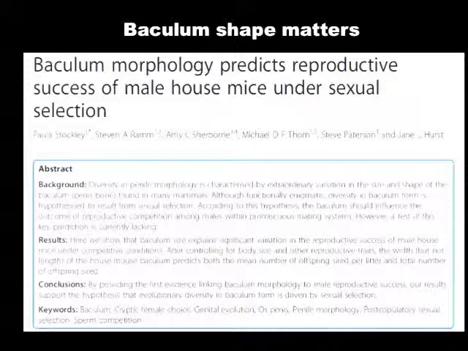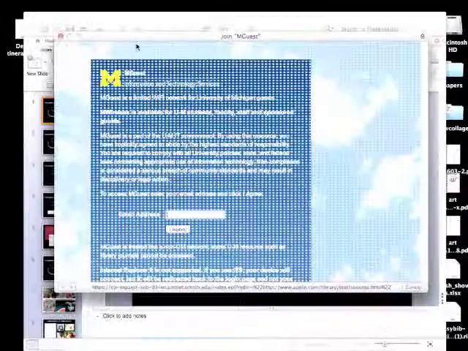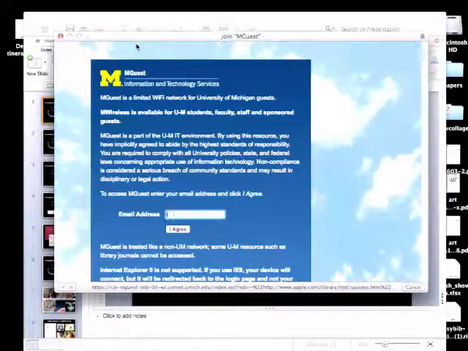Study number one, baculum morphology predicts reproductive success of male house mice under sexual selection. So in a nutshell, what these authors did is they let mice run around in a lab, in a semi-natural enclosure. And they genotyped all the babies that came out of it, and they phenotyped all the parents that could have been, and they assigned parentage, okay?